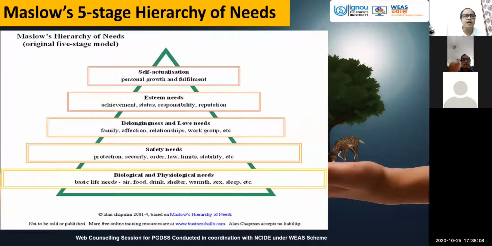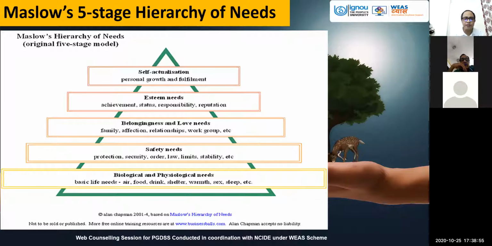Now, when you talk about Maslow's hierarchy of needs that originally proposed a 5-stage model, you will find the first basic stage is biological and physiological needs. Because when you talk about biological and physical needs, what do we need? We need air, food, drink, shelter, warmth, human relationship, sleep, etc. If you do not have these basic biological and physiological needs, it will be very difficult to maintain other needs. Means if you have those needs, automatically you will ask for other needs.